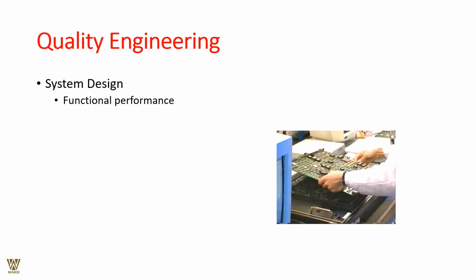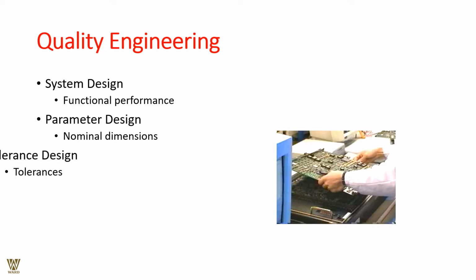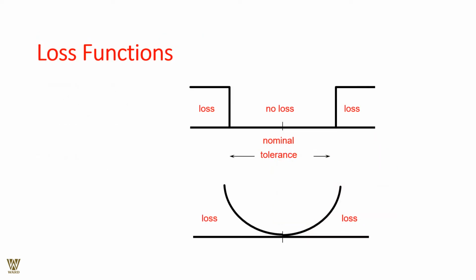So quality engineering is something that we need to understand. We are talking about system design, functional performance as the case might be. We are talking about parameter design, nominal dimensions. With the passage of time, we need to ensure what we are looking forward to. Tolerance design is all about a particular machine, a particular equipment, a particular product. What are the tolerance levels? There might be plus minus 2%, plus minus 3%, or should I say at Six Sigma level, it should be pertaining to that. We are talking about the loss function.